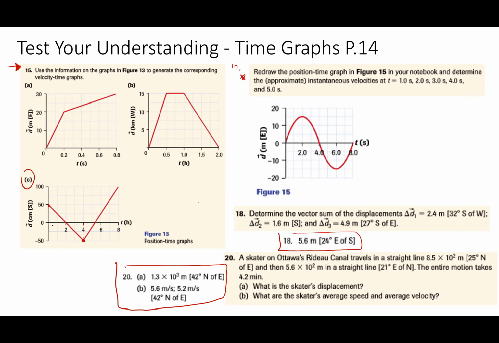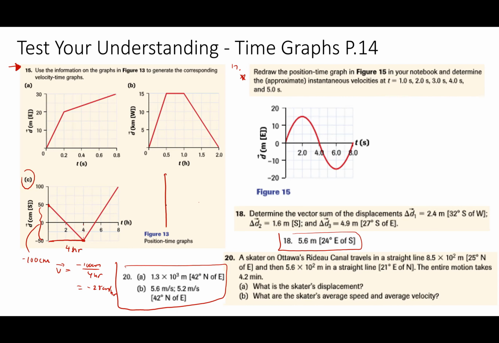So the slope between this point and this point, between 0 and 4 seconds, if we do rise over run here, it looks like we're going from 50 to negative 50 centimeters. So that's a distance of negative 100 centimeters. And the time interval here is 4 hours. So the slope of this segment, in your velocity time graph, is negative 100 centimeters over 4 hours, which is negative 25 centimeters per hour. That's your unit.